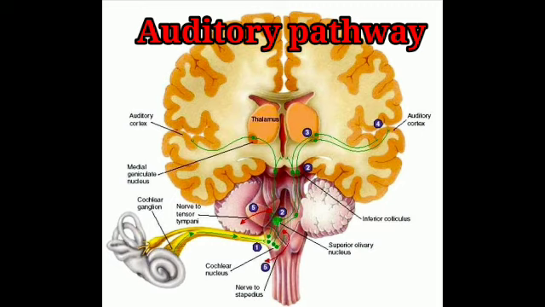The auditory radiation fibers reach the auditory cortex, which is located in the temporal lobe, and these fibers pass through the sublentiform part of the internal capsule before reaching the auditory cortex.